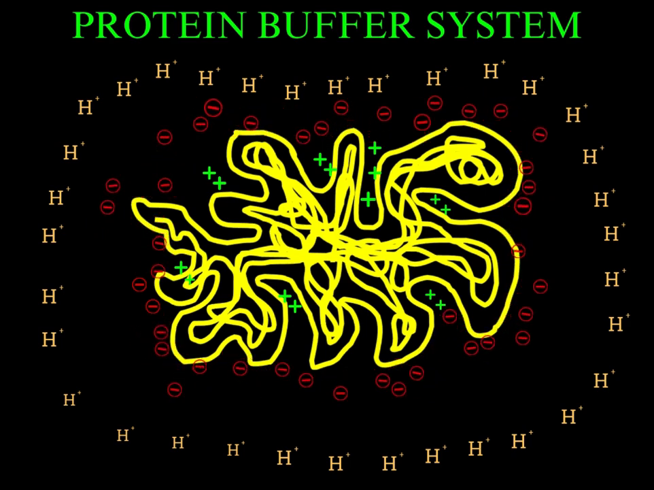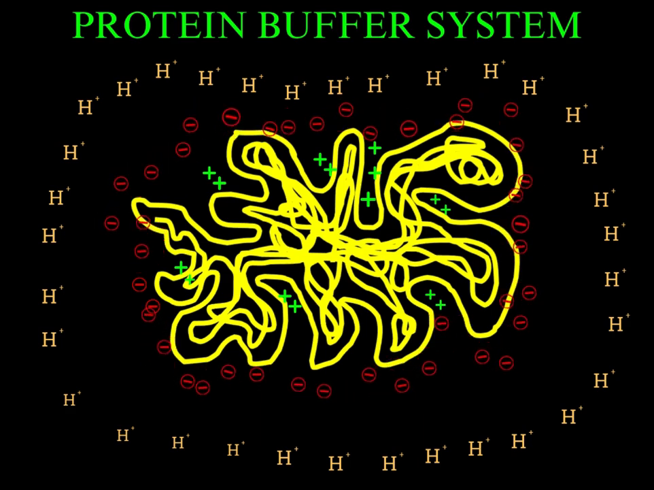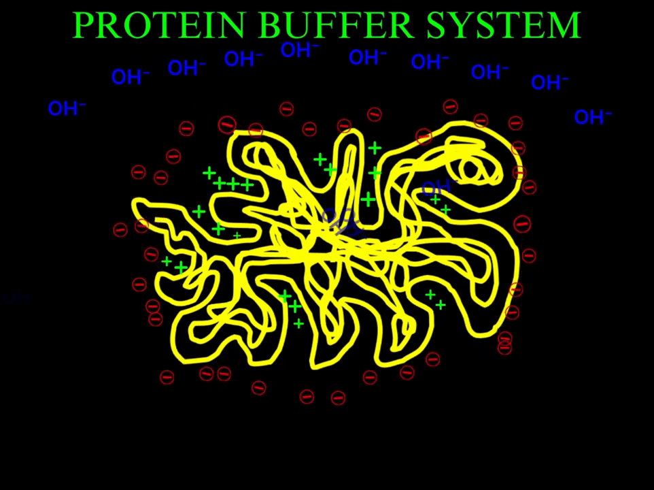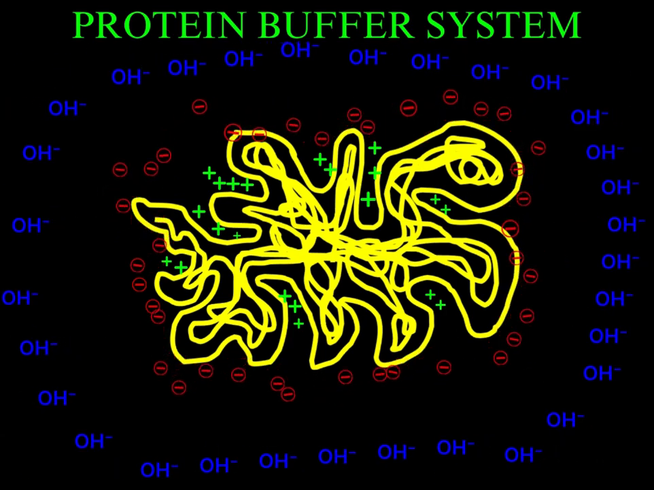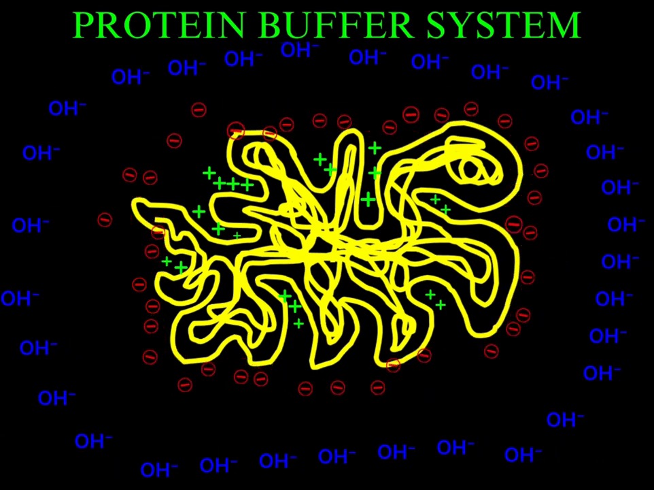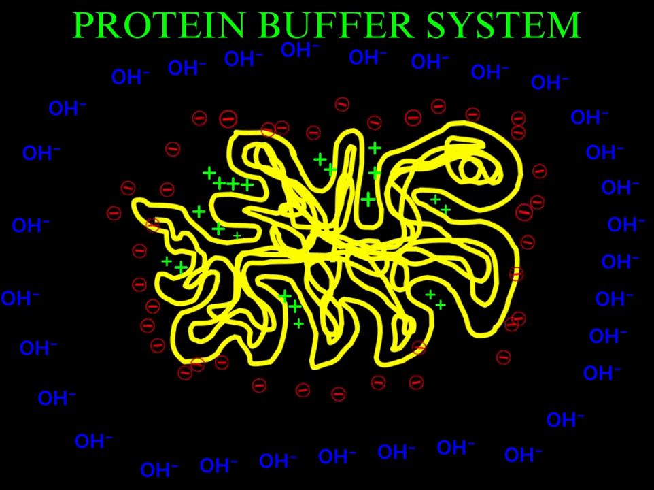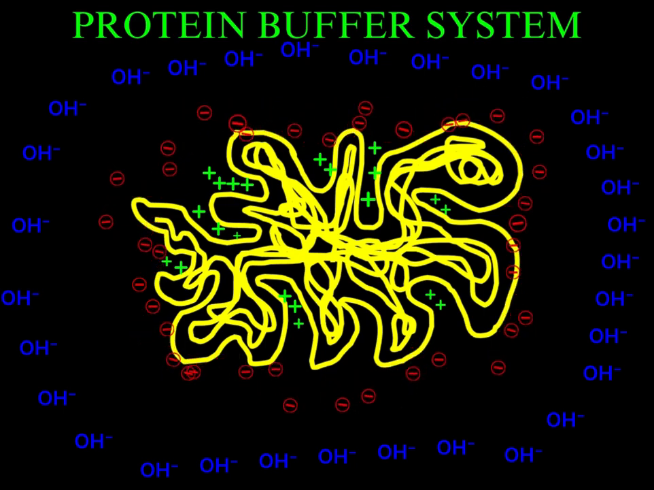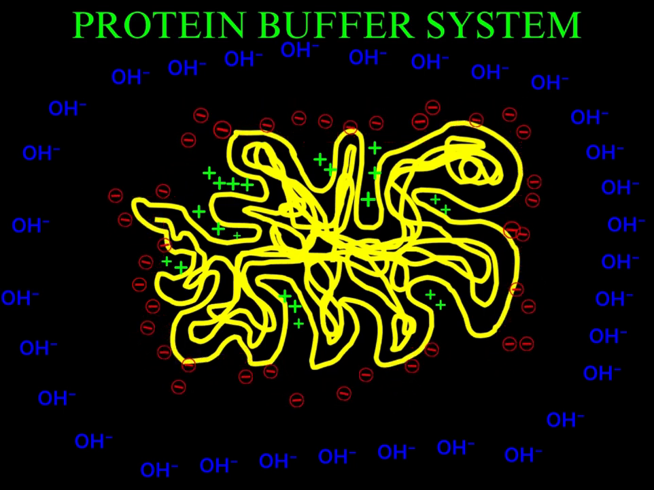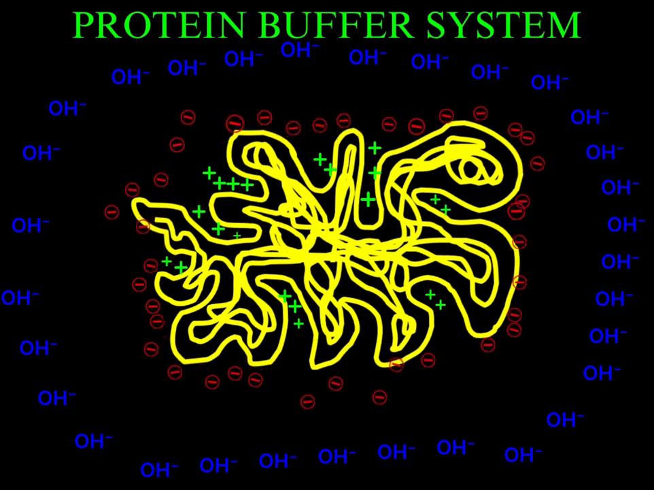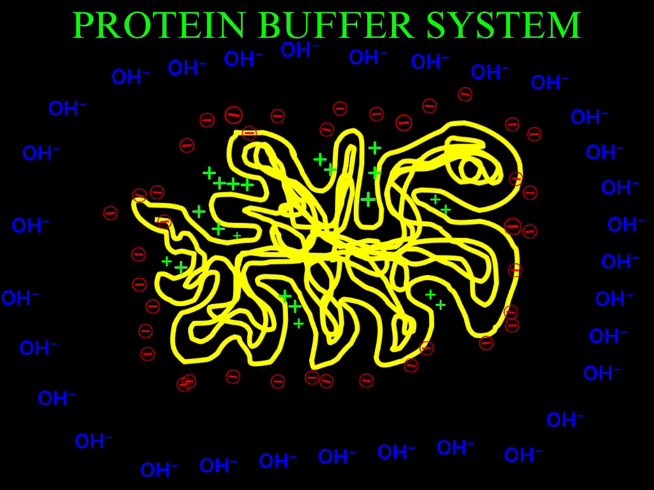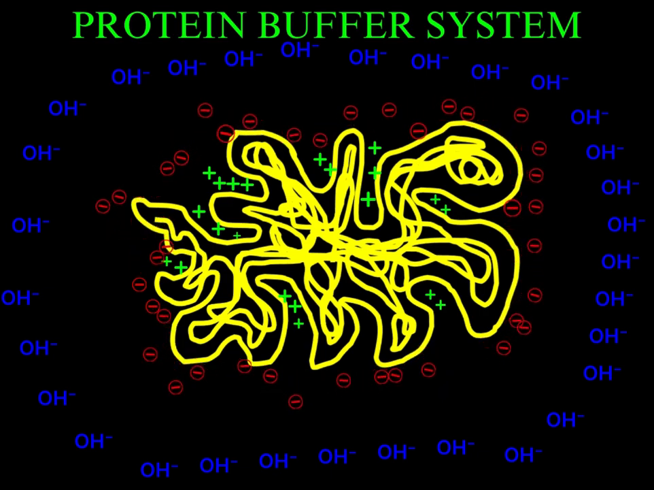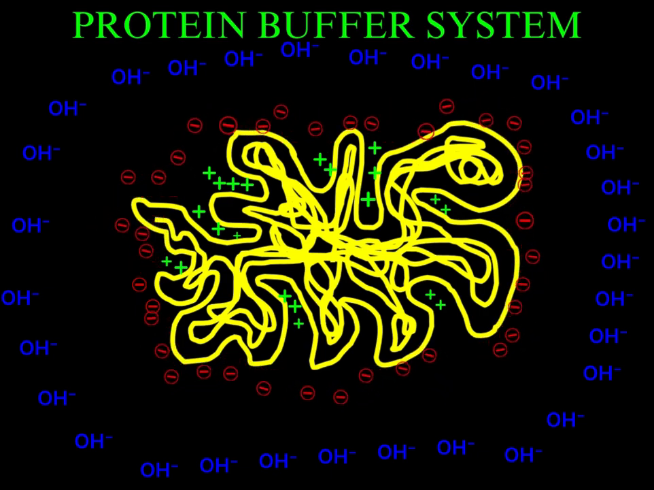For example, the imidazole group in histidine has a pKa around 6.0, which is close enough to physiological pH to be effective. Conversely, when blood becomes too alkaline, perhaps due to vomiting, which loses stomach acid, there's a shortage of H+ ions. Proteins can release H+ ions from their carboxyl or side chain groups, lowering pH back toward normal.